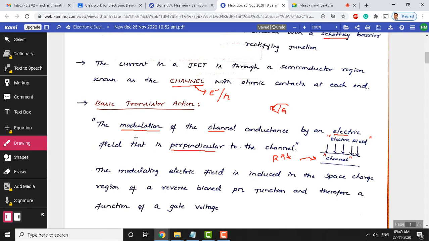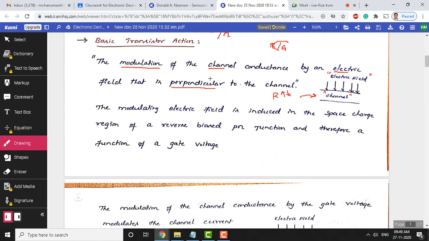That is the basic principle of transistor action: the modulation of the channel conductance by an electric field perpendicular to the channel. This is how the FET works. The modulating electric field is induced in the space charge region. I mentioned we are going to apply the electric field, and this electric field gets induced in the space charge region of a reverse biased junction here. You will see where exactly the reverse biased PN junction comes into play.